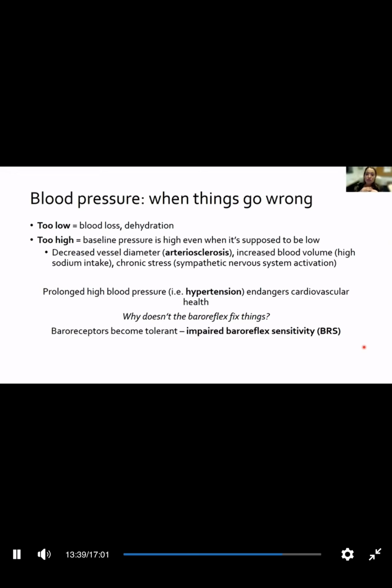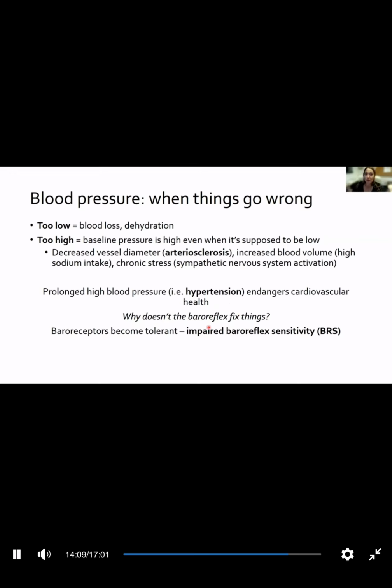Or chronic stress. So there's a sympathetic nervous system activation that's chronic. So your body is constantly in this fight or flight mode when there's actually no tiger to run away from, all right? So you're trying to increase blood flow all the time when there's really nothing to actually take up all that blood and use it, and that can lead to chronic high blood pressure. So this prolonged high blood pressure is termed hypertension. This will endanger cardiovascular health.